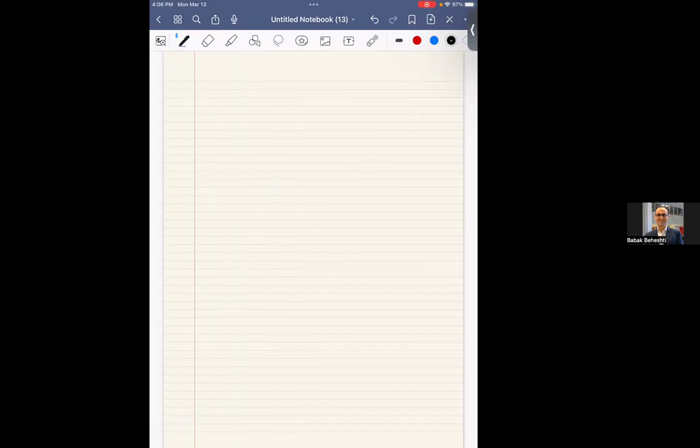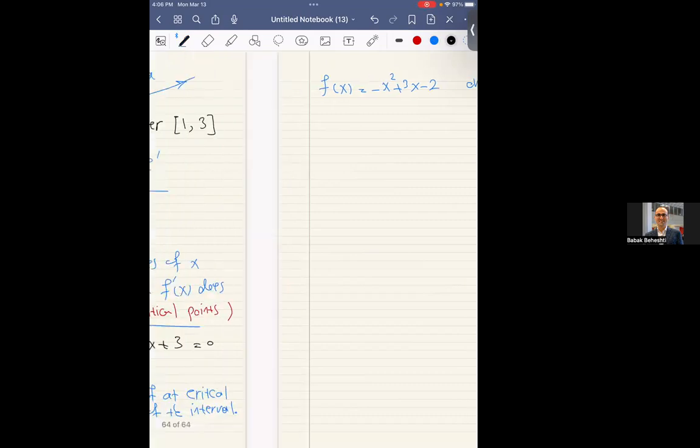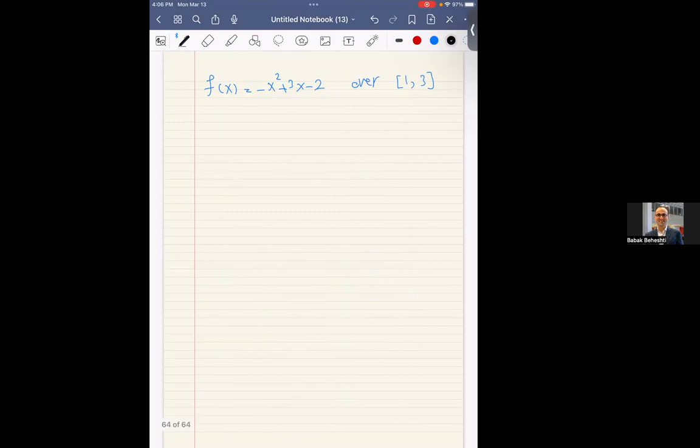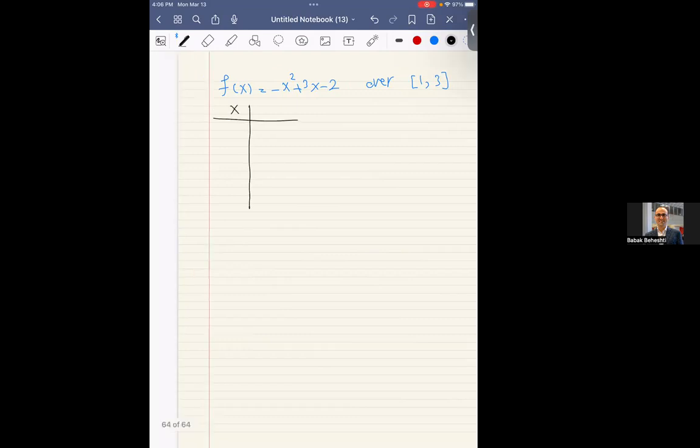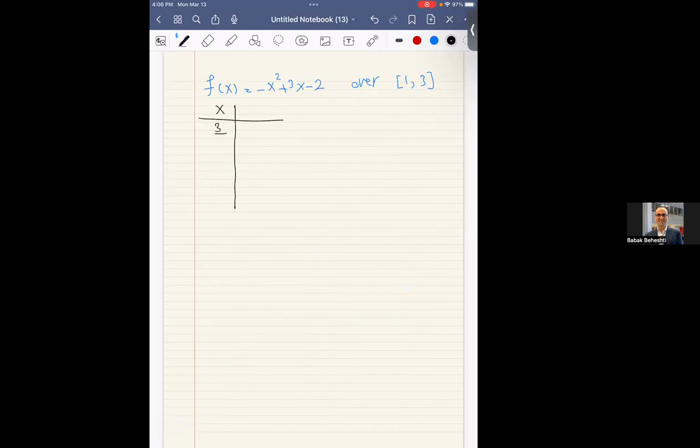Here, let me just rewrite: f of x is minus x squared plus 3x minus 2, and the interval is 1 to 3. We basically have to list the critical point and the end points, which are 1 and 3. So I list all these points, x. What is the critical point? 3/2. What are the end points of the interval? One of them is 1, another is 3. And then I have to compute the value of f at those points.